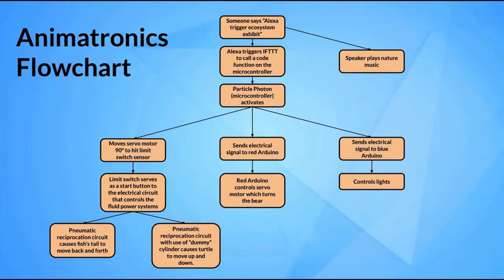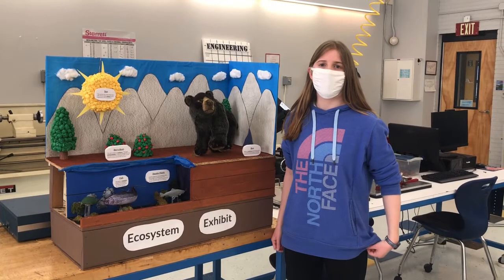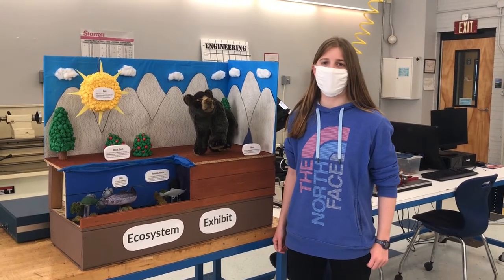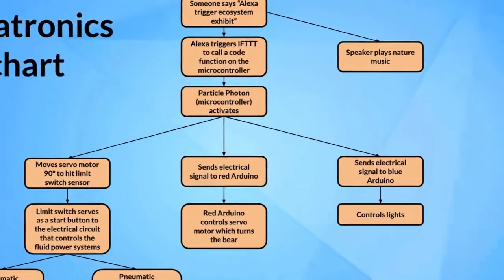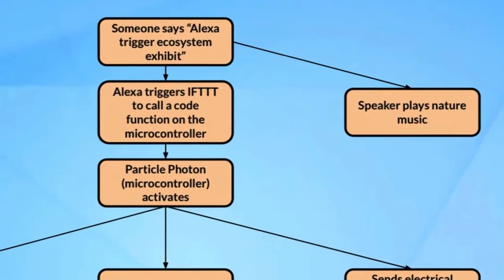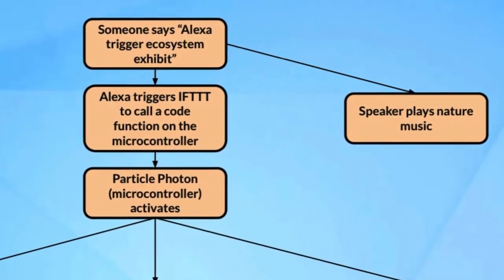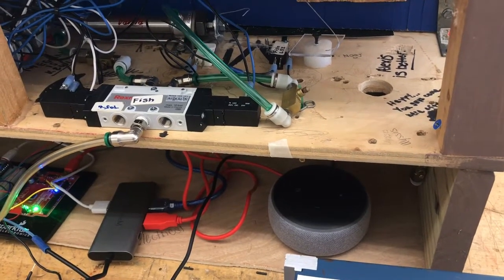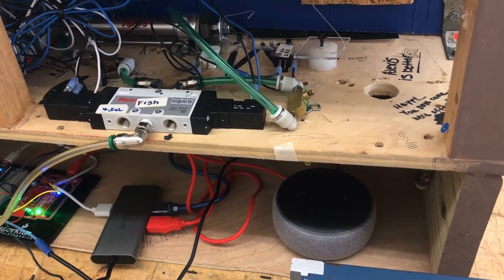This is a flowchart of how our project works. To start, the user says, "Alexa, trigger ecosystem exhibit." We programmed Alexa so that when this specific phrase is said, it performs two main tasks. First, it begins playing nature sounds through the speaker.